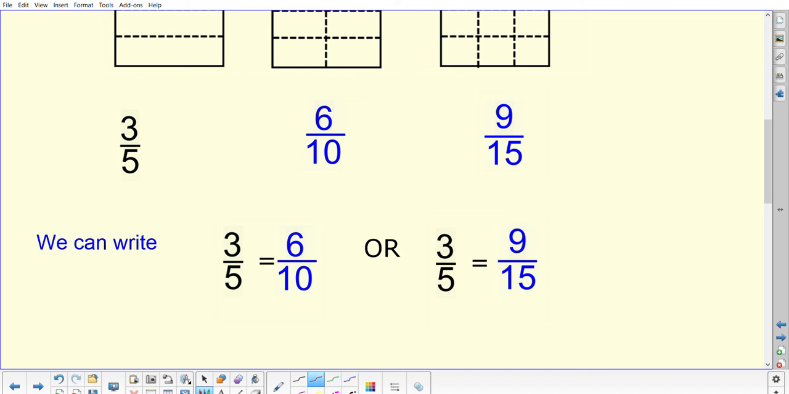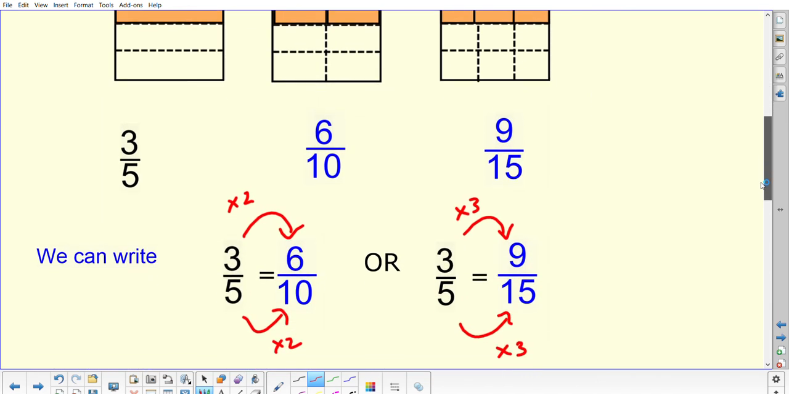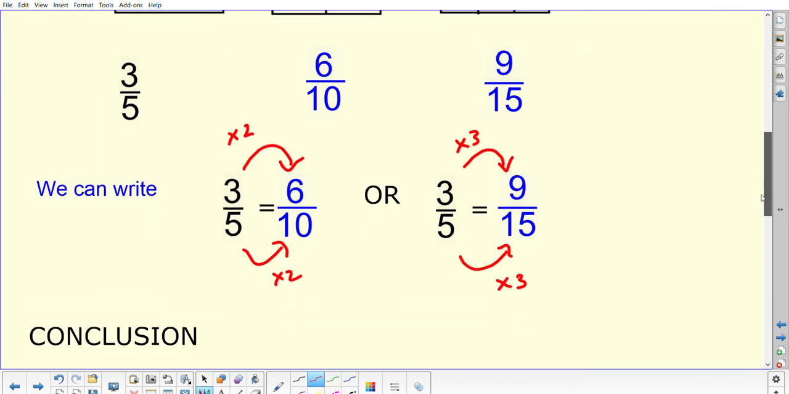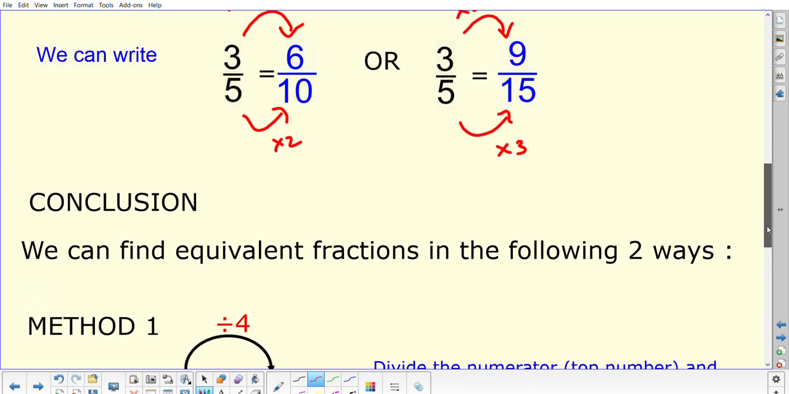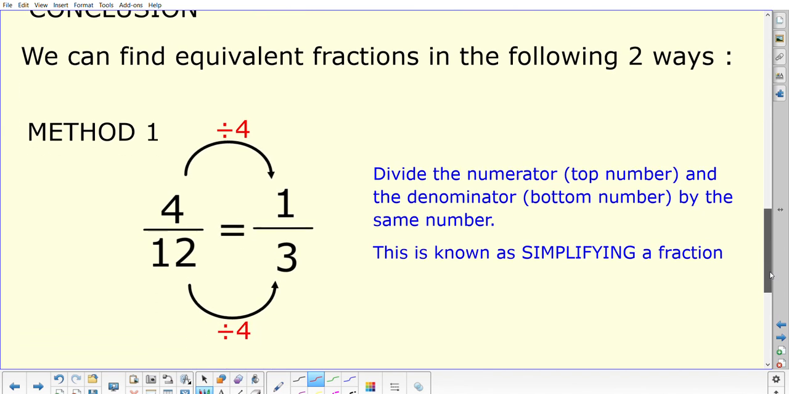What we can see this time is, rather than dividing, if we multiply top and bottom by the same number in each case, so in the first example, multiplying by 2 top and bottom gives you the 6/10, and in the second one, multiplying by 3 top and bottom gives you the other equivalent fraction. So we've seen it visually, now we can do it without the visual pictures. We know the rule. So in conclusion, we've been able to find equivalent fractions in 2 ways.